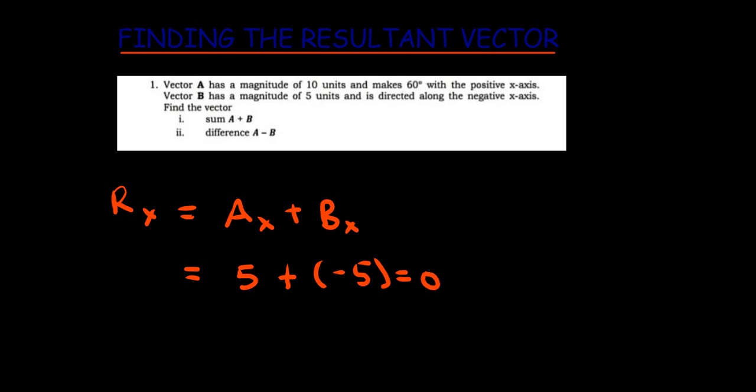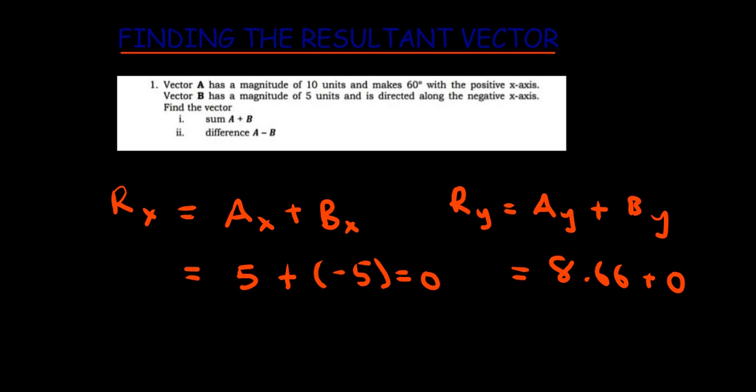So we do the same even for y. So for y, we say ay plus by. So now adding this, what do we get? So we have 8.66 here. Then what was for b, the component of b, y? That is 0. So now when you add this, you get 8.66. So now to find the magnitude, or to find the sum, that sum which we've been asked for, to find a plus b.